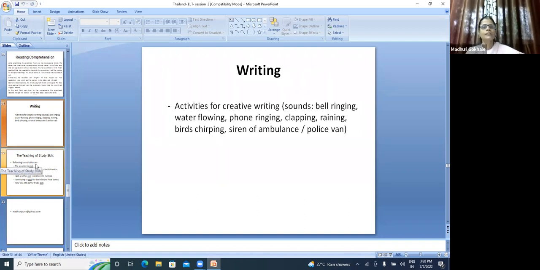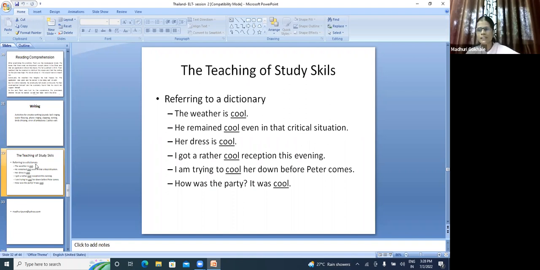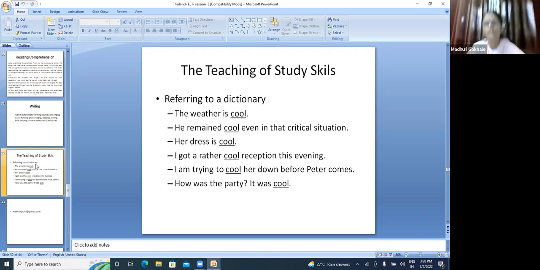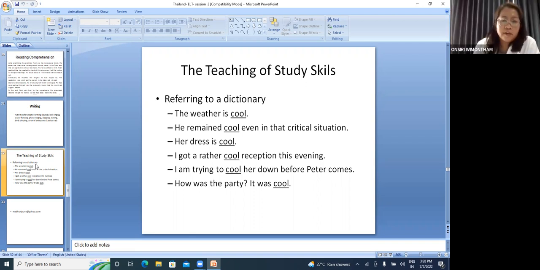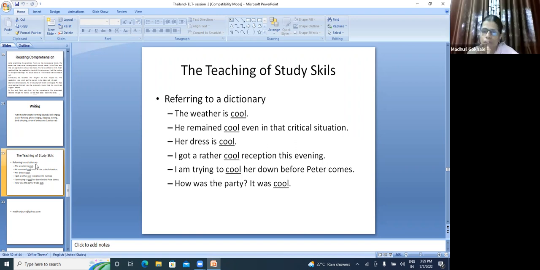The last point is that we also need to teach them study skills. So let us also teach them a little as to how to refer to a dictionary, because a dictionary will tell us that the same word has different connotations. The same word has different meanings. For example, can you give me another word for cool in sentence number one? The weather is cool. Yes, the first one, it can be the weather is cold. The weather is cold, right.